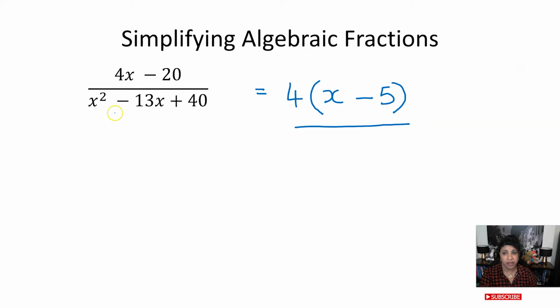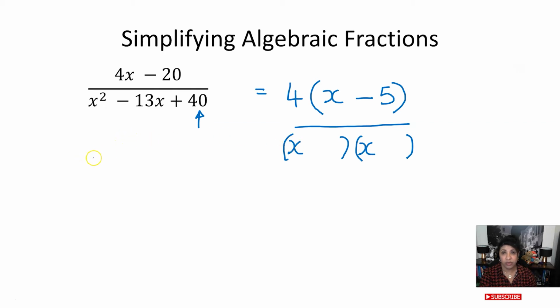So now here we have the quadratic expression. You need to factorize that as well. Well, we need double brackets to start with. I have x squared here. So I need x there and x here. Now you look at 40 and say which two numbers you multiply to get 40, but when you add or subtract will give you negative 13.